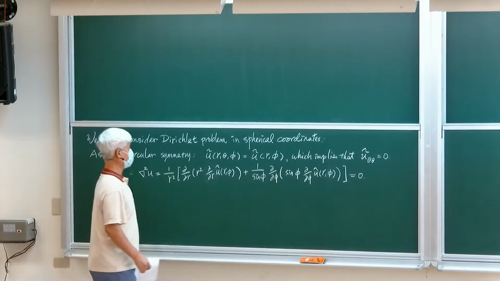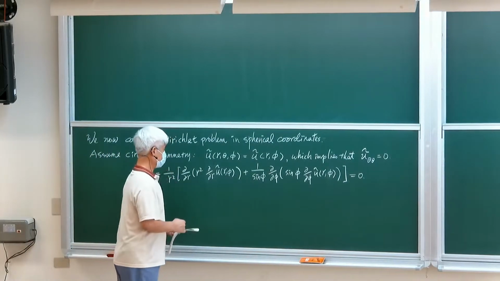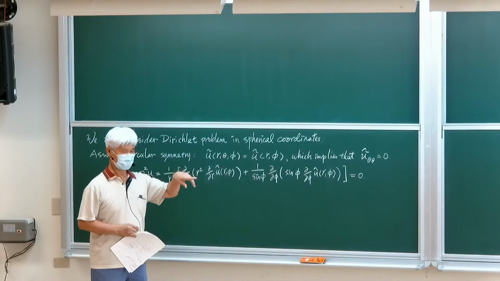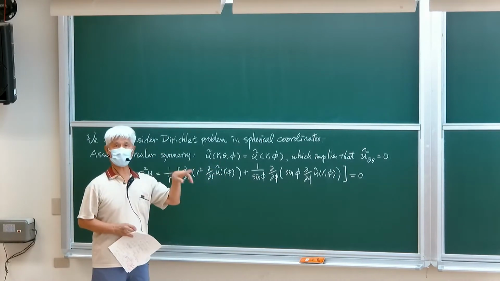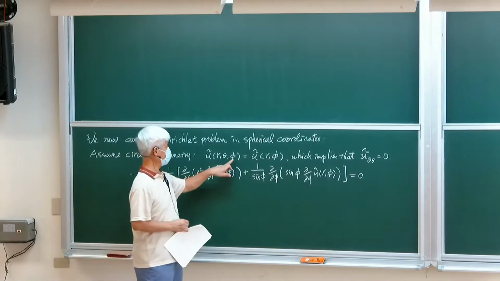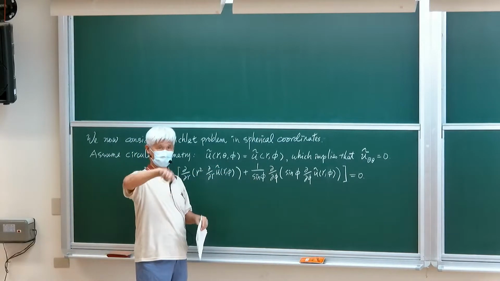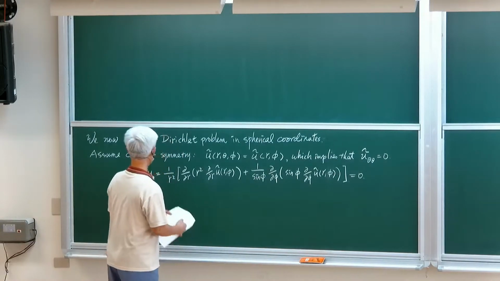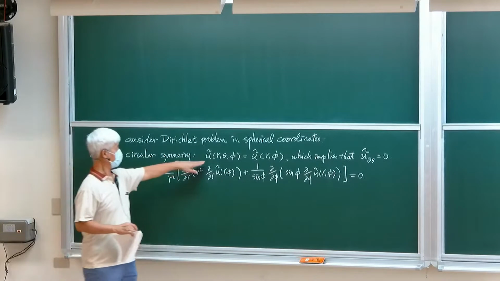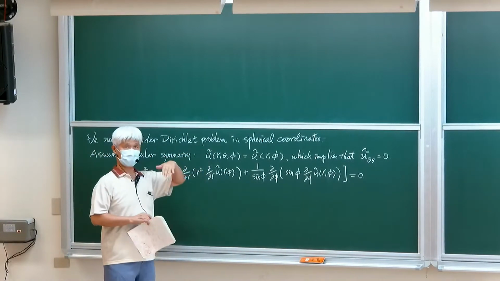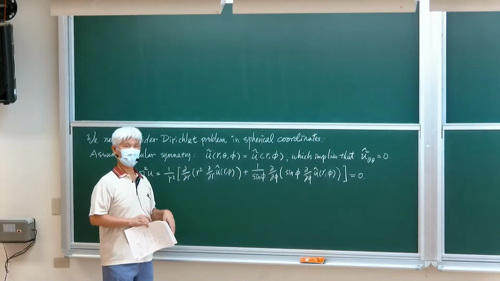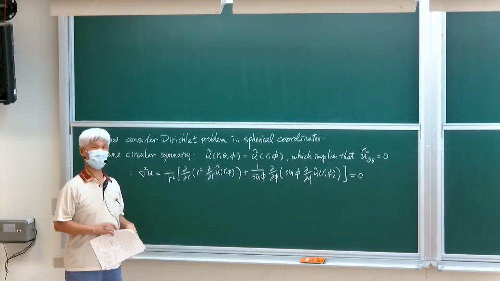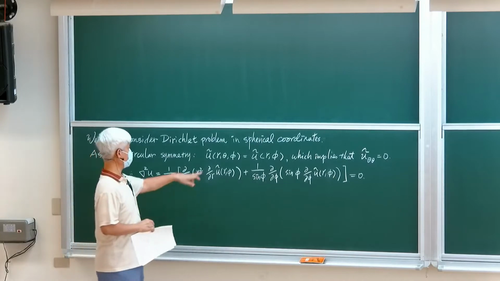Remember, theta is the horizontal angle, right? And phi is the vertical angle. Okay, vertical angle there. So circular symmetry means that the function, our solution, is independent of the horizontal angle, theta.